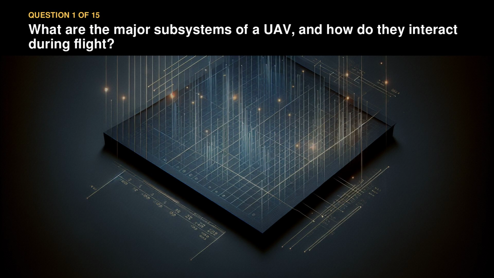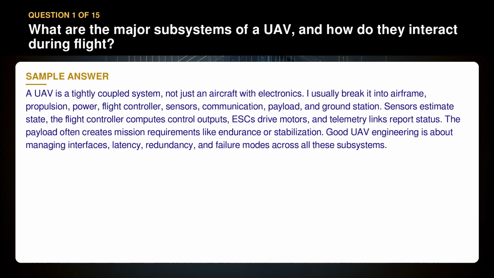Question 1. What are the major subsystems of a UAV, and how do they interact during flight? A UAV is a tightly coupled system, not just an aircraft with electronics. I usually break it into airframe, propulsion, power, flight controller, sensors, communication, payload, and ground station. Sensors estimate state, the flight controller computes control outputs, ESCs drive motors, and telemetry links report status.